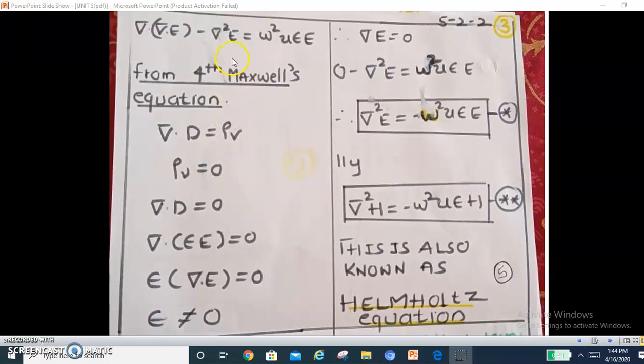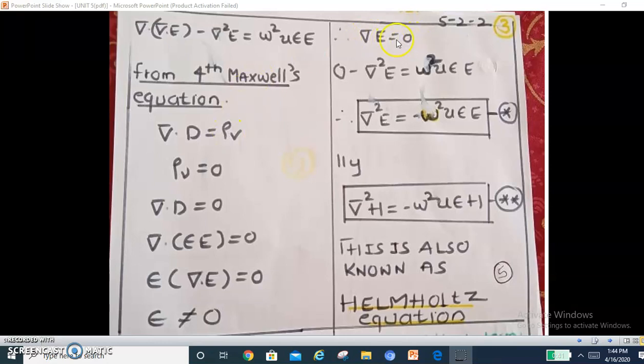Now let us continue with the Maxwell fourth equation. Del dot D is equal to rho V. As I have already discussed, rho V is the charge density, and in free space the value is 0. So we have substituted it as 0. Now the term D is epsilon E, and epsilon is a constant. Now the remaining term becomes 0. What I mean to say is that epsilon has a certain value, but del dot E should become 0 to balance this equation. Now del dot E is 0 from the conclusion of Maxwell 4.